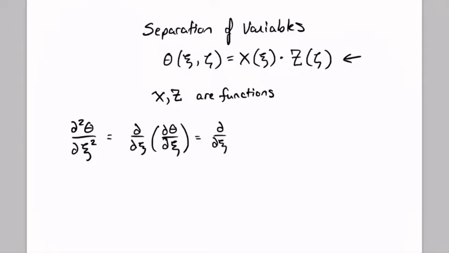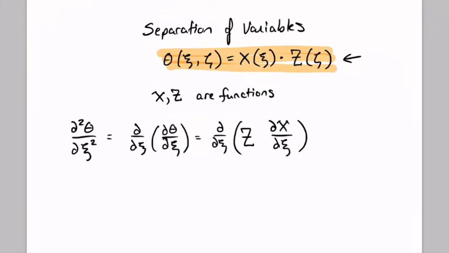So d theta dc. Here we're going to look up to our separation of variables formulation to determine what d theta dc is. Capital Z function is only depending on zeta, so in terms of c, there's no dependence. It's just a constant. But capital X function does depend on c, and so the dependence is d capital X dc.